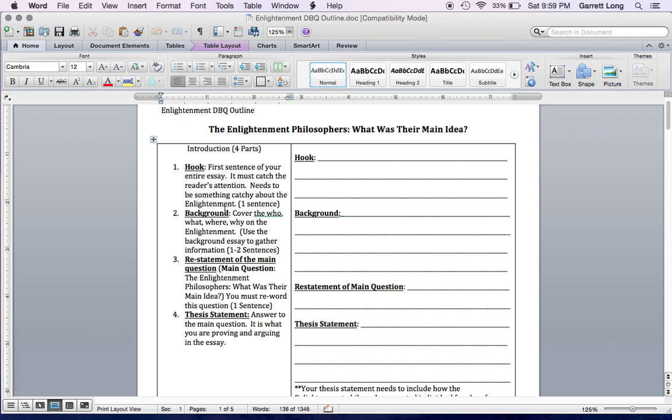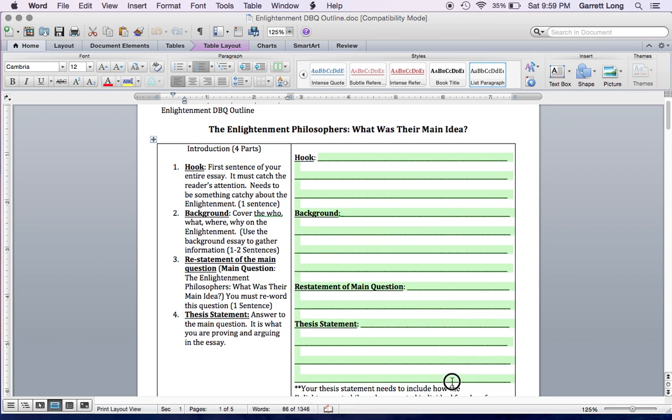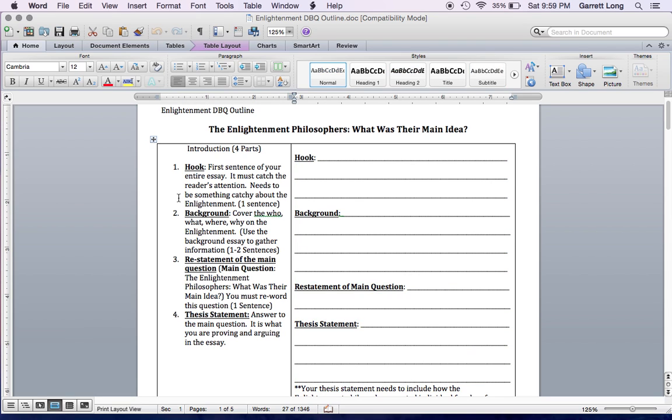If you notice on the left-hand side right here, which I'm highlighting right now, I'm explaining each part of the introduction. And then after I explain it, you are going to write each part on the lines to the right, which is being highlighted right now. So let's start off with a hook first.